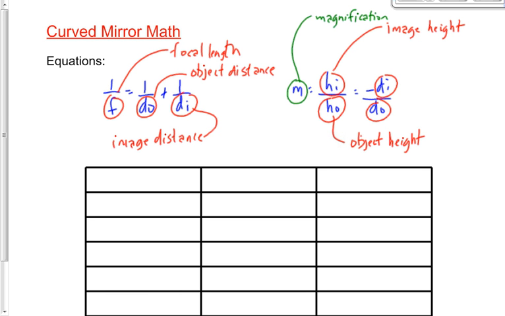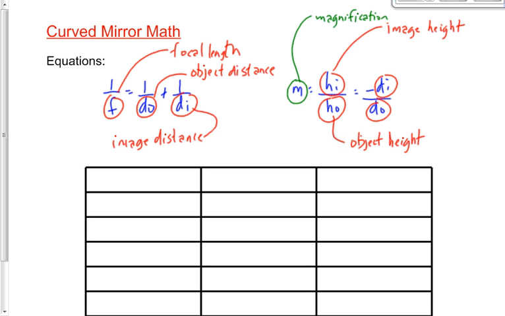If you have a magnification, who takes biology here? Who has taken biology? Okay, you've used the microscopes in biology, right? Where the magnification might be 40x or 400x. If it's 40x, it means that the image is 40 times the size of the object. If it's 400x, then the image is 400 times the size of the object.